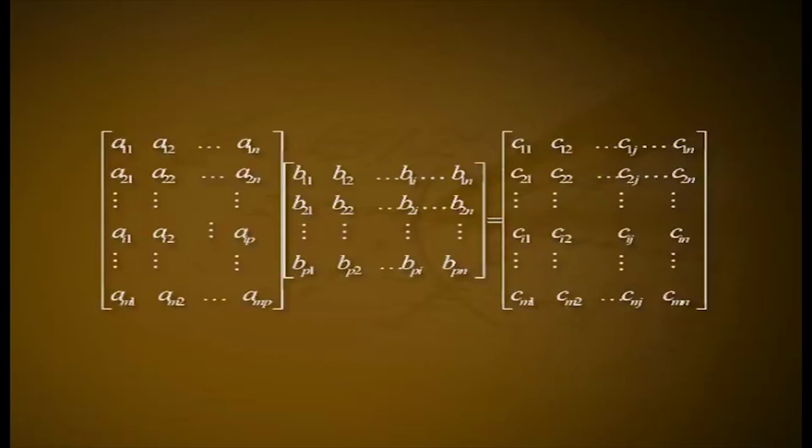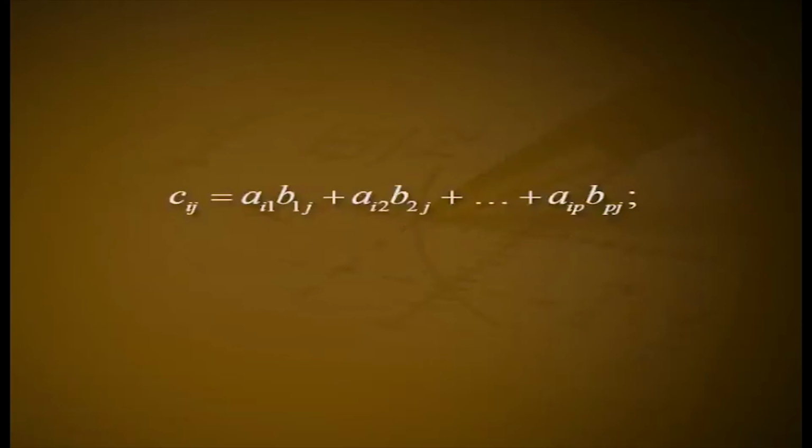C1j etc. C1n, C21, C22 etc. C2j etc. C2n etc. CI1, CI2 etc. CIj etc. CIn etc. CM1, CM2 etc. CMj etc. CMn, where Cij is equal to AI1 into B1j plus AI2 into B2j plus etc. plus AIP into BPj, where I is equal to 1 up to m and j is equal to 1 up to n.